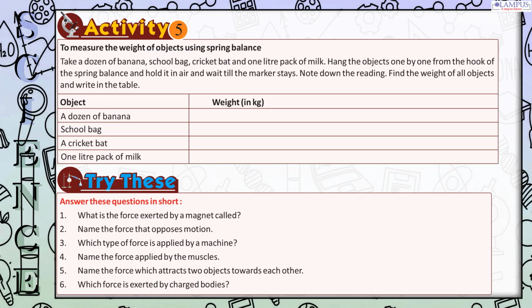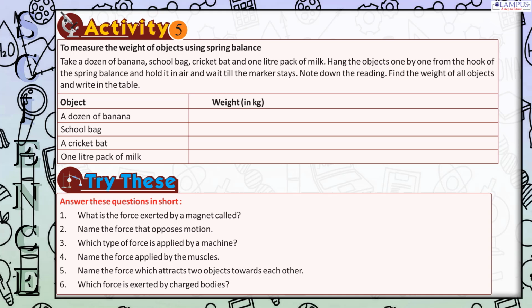Try these. Answer these questions in short. 1. What is the force exerted by a magnet called? 2. Name the force that opposes motion. 3. Which type of force is applied by a machine? 4.